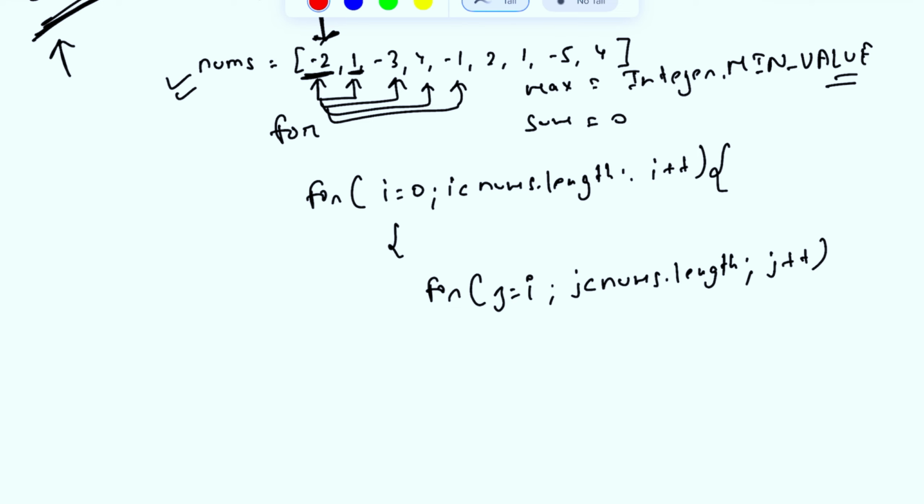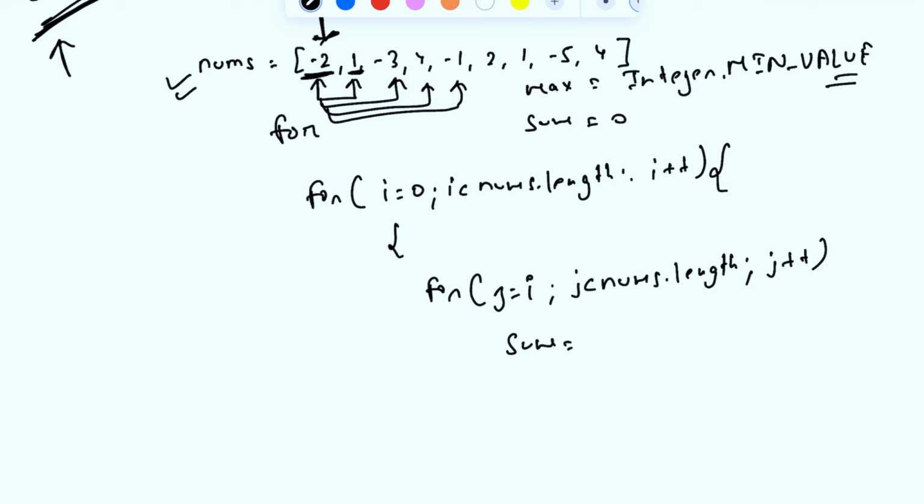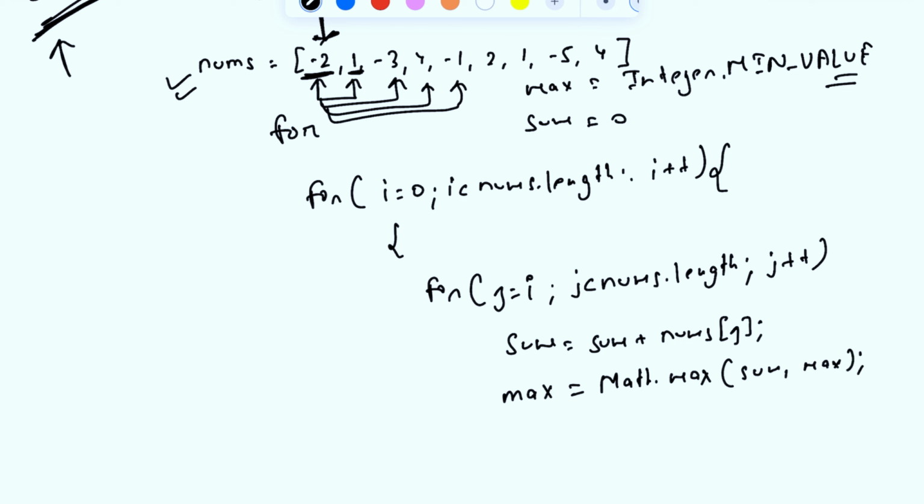So here, sum equals 0, and here what we need to do is sum equals sum plus nums of j. So first we are finding the sum of that generated subarray, sum equals sum plus nums of j. Then we are updating our max: max equals Math.max(sum, max). This way we are generating all possible subarrays and updating our max.